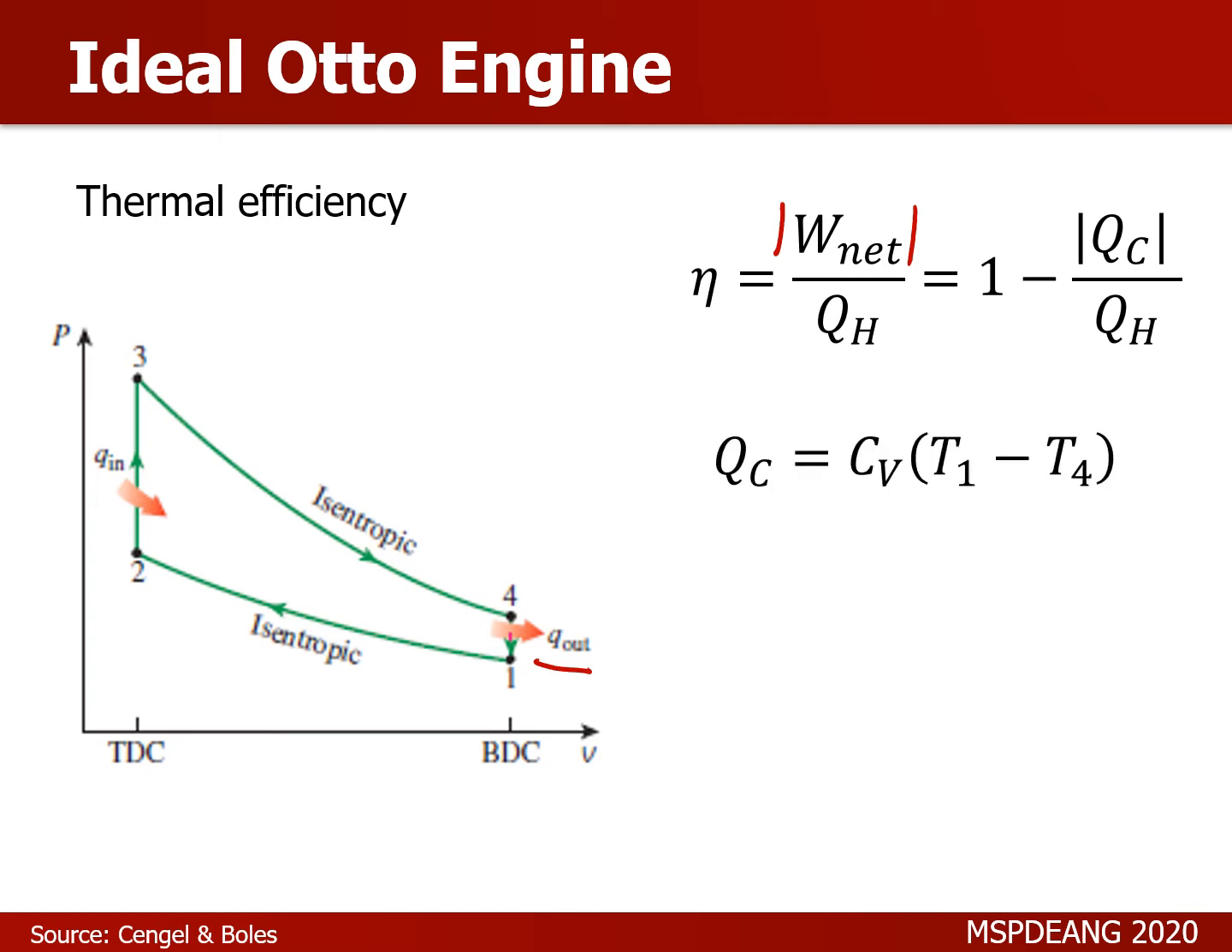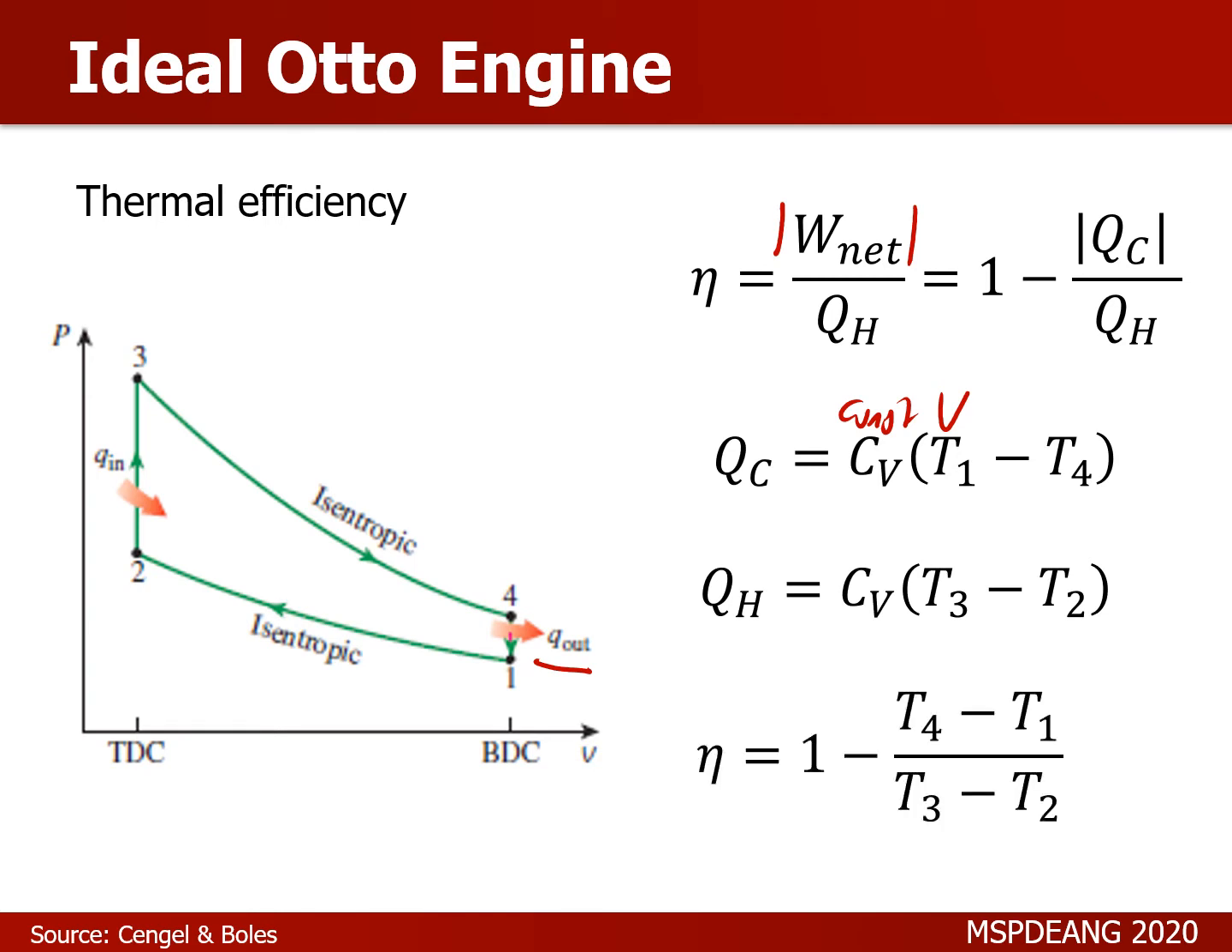So we can define QC is equal to CV delta T, which is equal to CV times T1 minus T4 since we have a constant volume process, and QH is again a constant volume heat addition. Therefore QH is equal to CV times T3 minus T2. So therefore, thermal efficiency is equal to 1 minus T4 minus T1 all over T3 minus T2. However, we can also simplify this further through the following transformations.